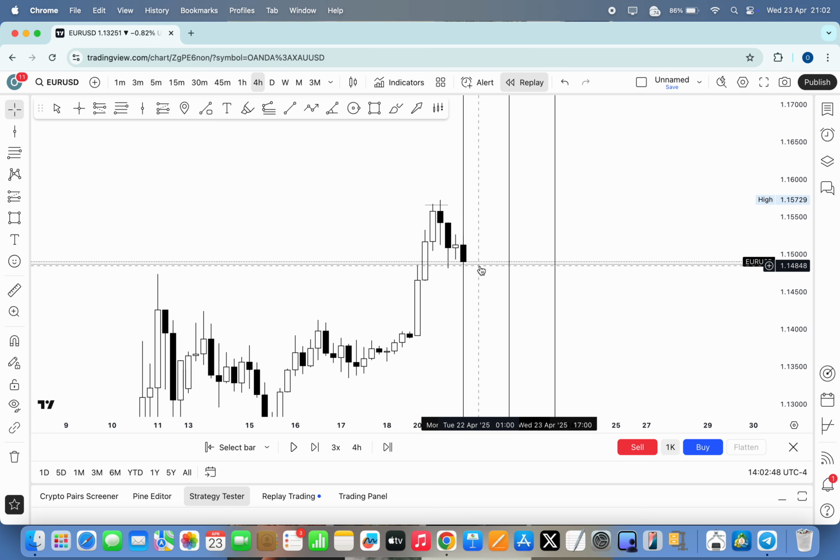Now it's selling. The reason it gave me a serious sell momentum is because this high was taken on EURUSD and it was not taken on GBPUSD. Why? SMT.